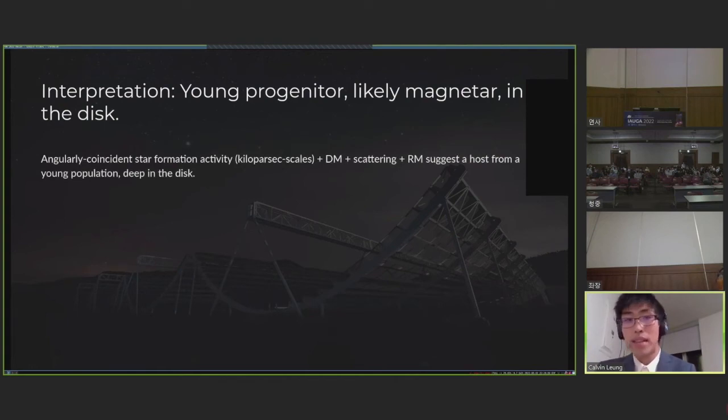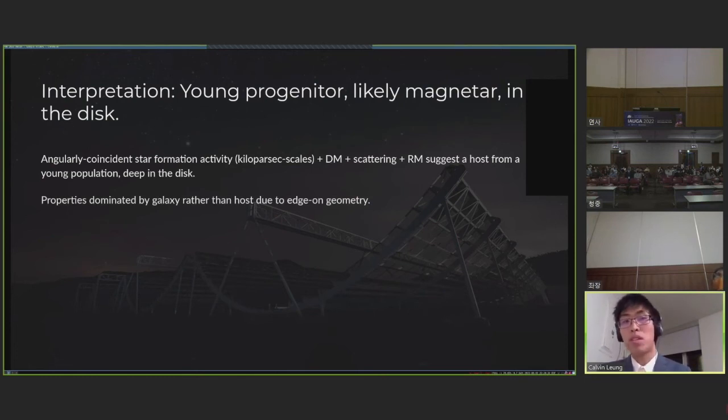We've localized an FRB at the time of detection with VLBI techniques, fitted a 4-parameter model to localize it, and we've detected star formation in the immediate kiloparsec-scale vicinity. The radio properties suggest a host embedded deep in the galactic disk, very consistent with a young population, totally consistent with the magnetar. Those radio properties are dominated by the host galaxy because of this nice 3 degrees edge-on geometry that we see.